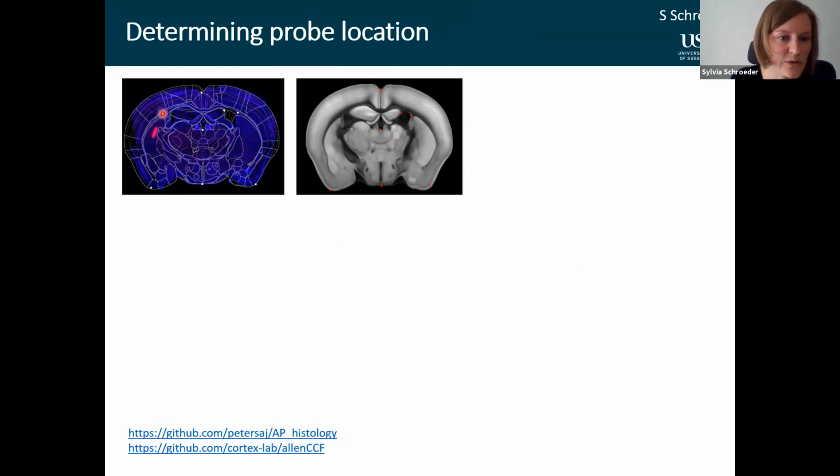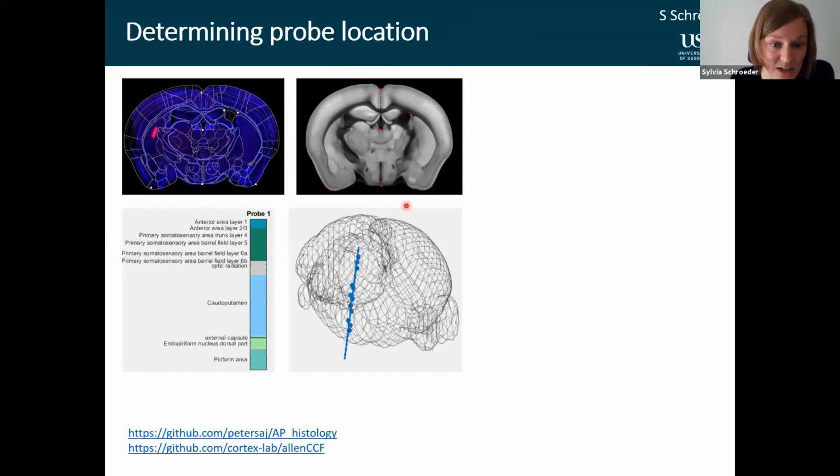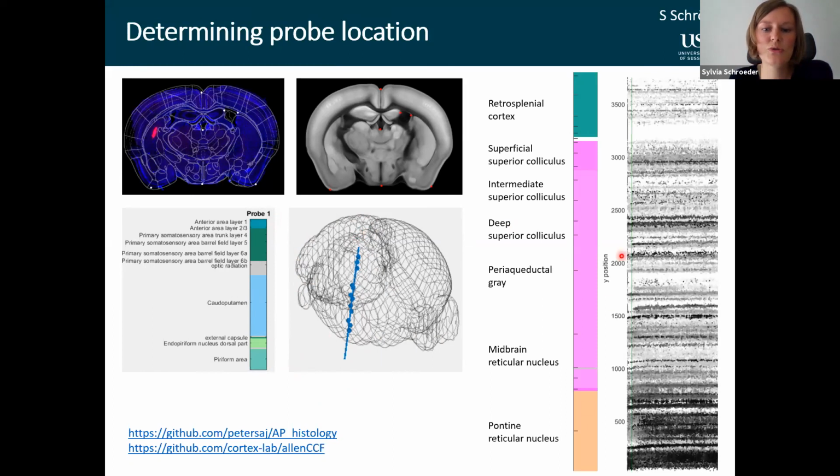Then you can mark your probe location on the slice, and what you can get out is the whole brain and the reconstructed location of the probe track. There's also a straight line fit through the brain, which designates the location of your Neuropixels probe. The software also gives you a vector with all the brain areas recorded from. And this you can then use to align to your recording. So you see the depth of the brain areas relative to your probe.